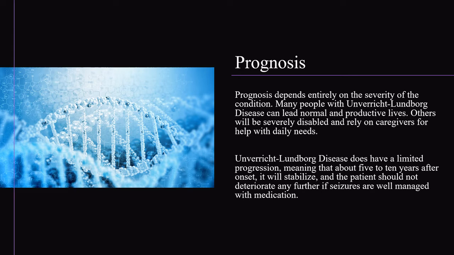Prognosis depends entirely on the severity of the condition. Many people with Unverricht-Lundborg disease can lead normal and productive lives. Others will be severely disabled and rely on caregivers for help with daily needs. Unverricht-Lundborg disease does have a limited progression, meaning that about 5 to 10 years after onset, it will stabilize and the patient should not deteriorate any further if seizures are well managed with medication.